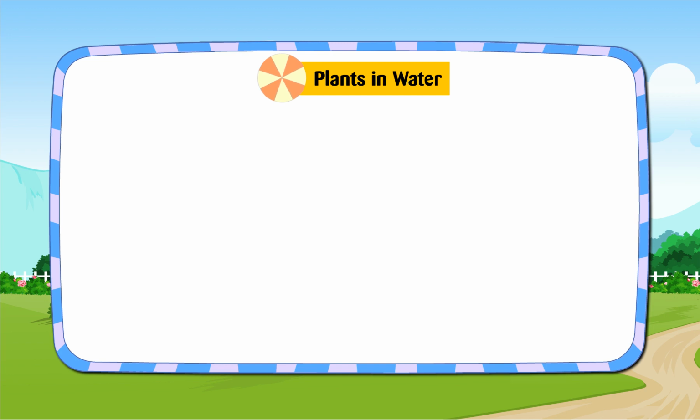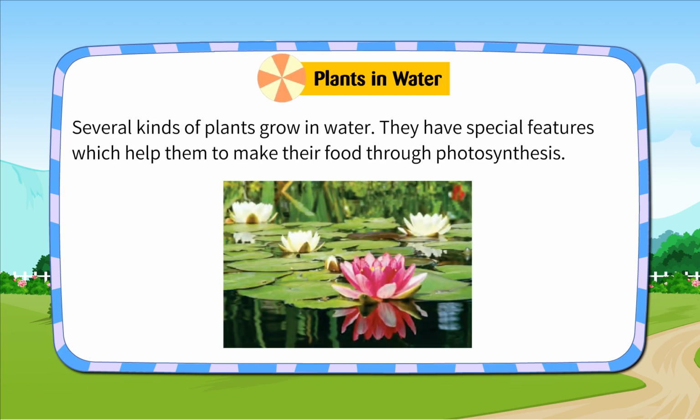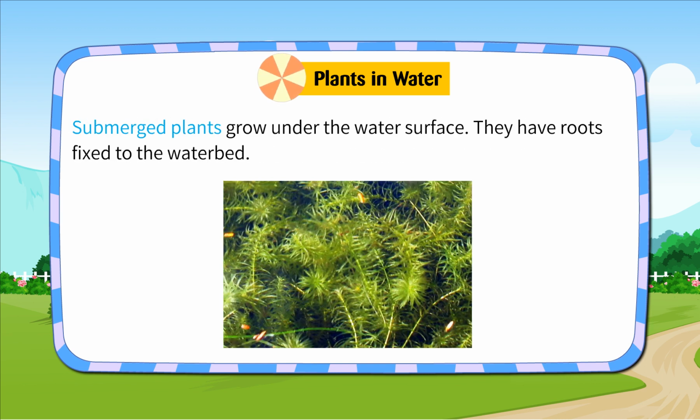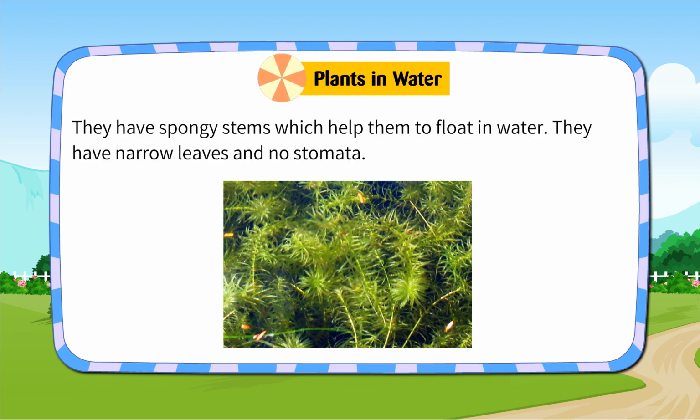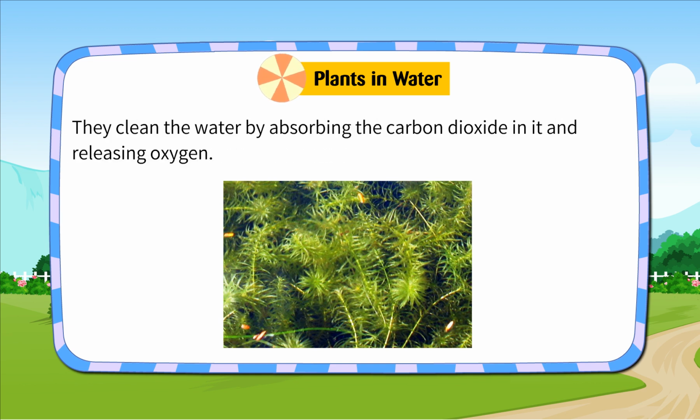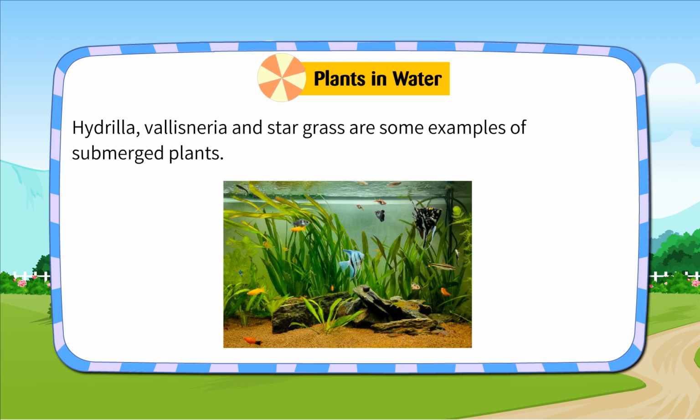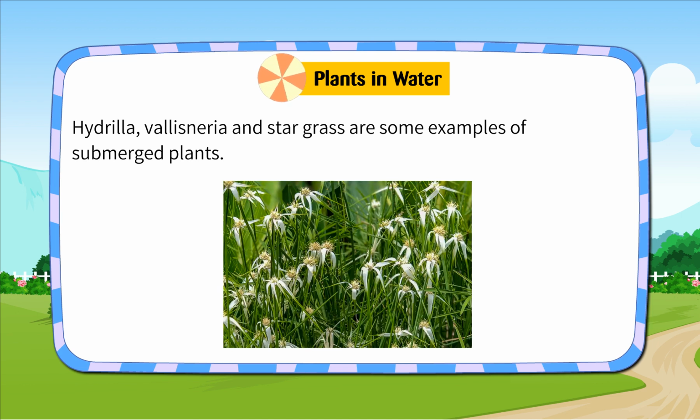Plants in water. Several kinds of plants grow in water. They have special features which help them to make their food through photosynthesis. Submerged plants grow under the water surface. They have roots fixed to the waterbed. They have spongy stems which help them to float in water. They have narrow leaves and no stomata. They clean the water by absorbing the carbon dioxide in it and releasing oxygen. Hydrilla, Vallisneria and stargrass are some examples of submerged plants.